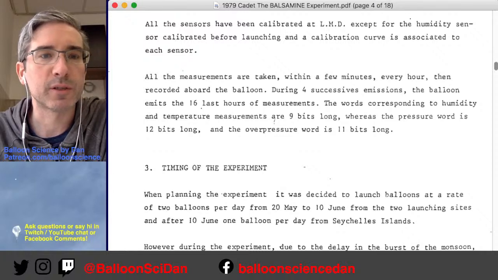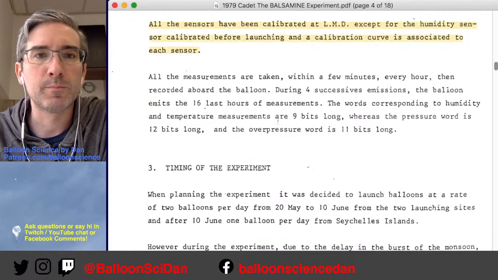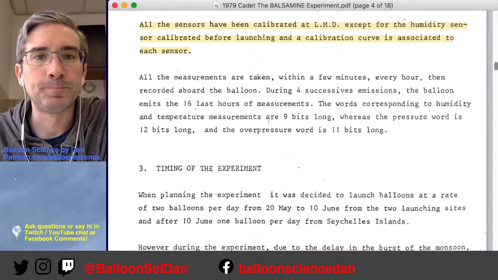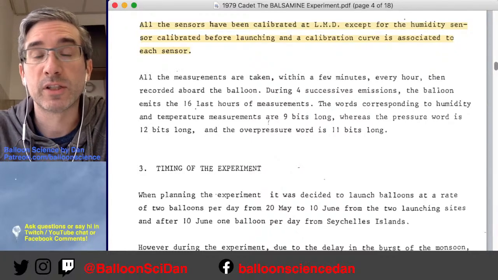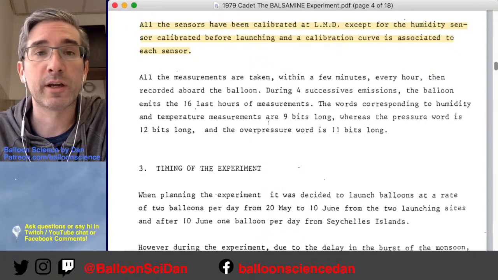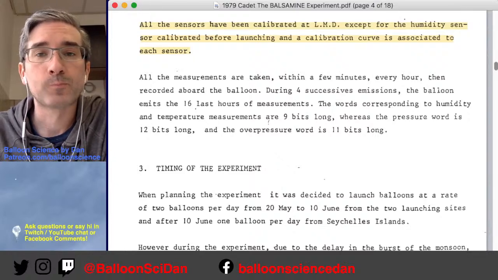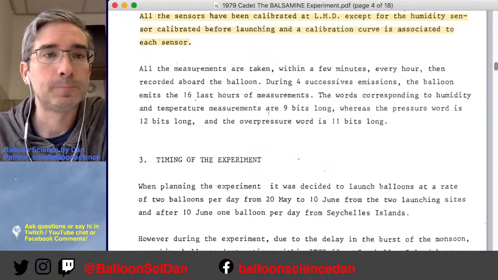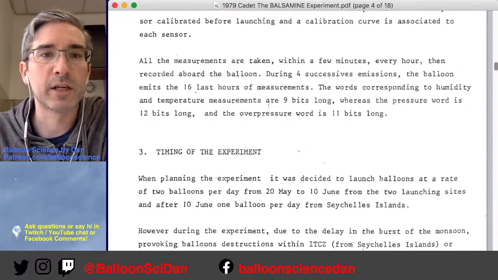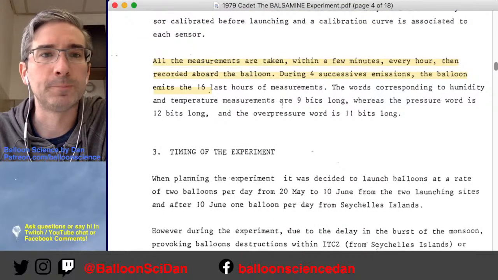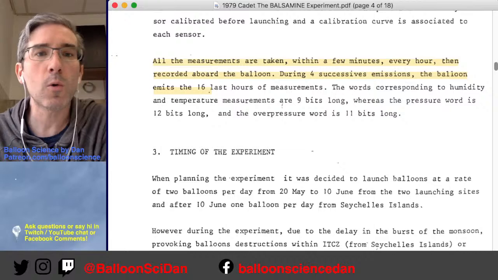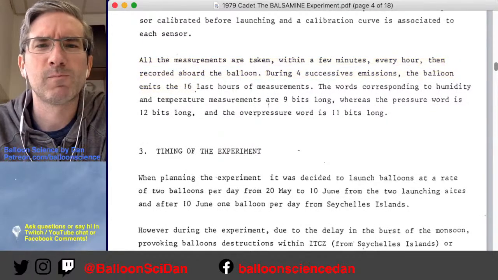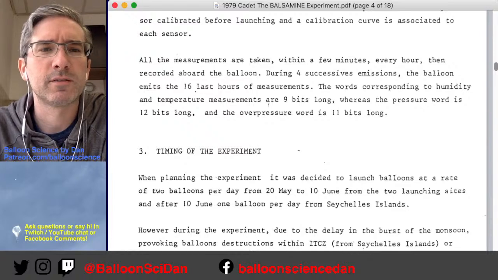All the sensors have been calibrated at LMD except for the humidity sensor, calibrated before launching. And that's still done today. Radio sondes usually calibrate their humidity sensors very recently before launching. All the measurements are taken within a few minutes every hour, then recorded aboard the balloon. Oh, I was right back then. It does bulk package up the data.